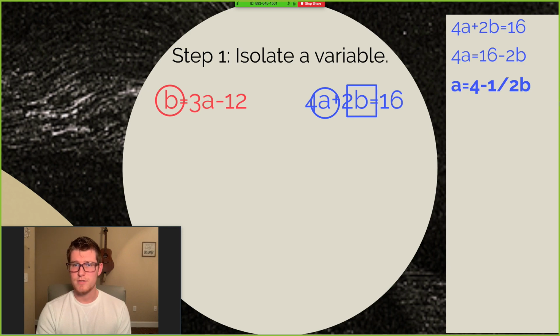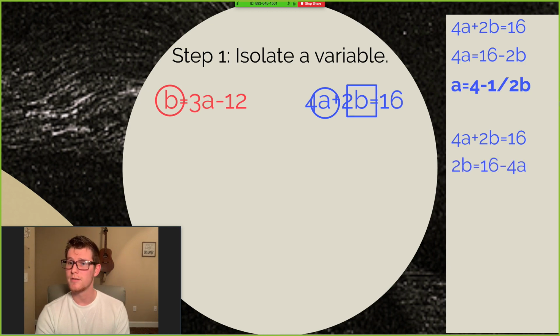Well, what if we wanted to get this b isolated? Kind of the same deal. We're going to subtract 4a from both sides, just to move the a to the other side of the equal sign. Then we're going to divide everything by 2 because there's a 2 next to the b.